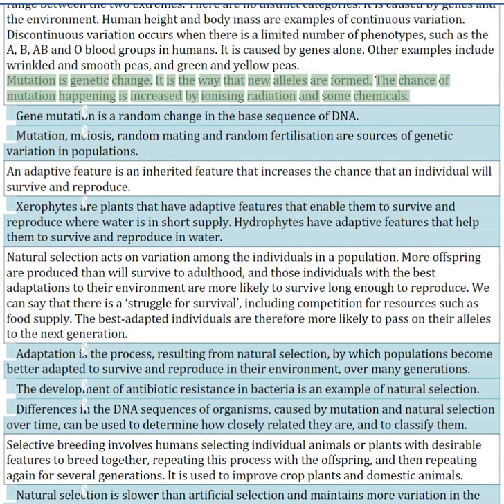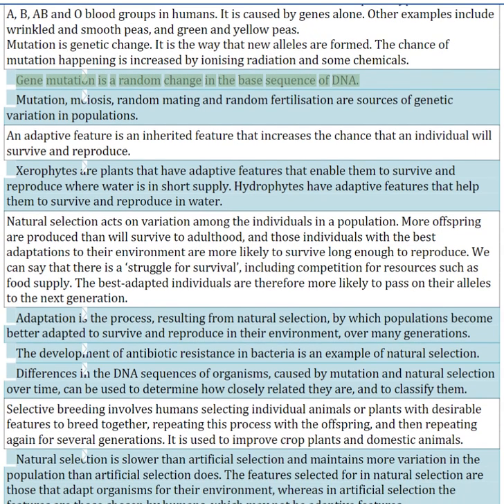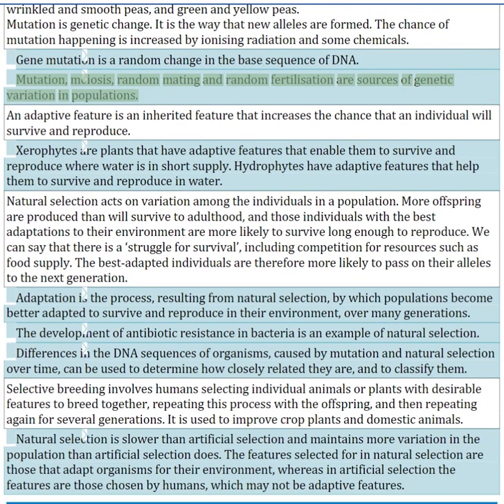Mutation is genetic change. It is the way that new alleles are formed. The chance of mutation happening is increased by ionizing radiation and some chemicals. Gene mutation is a random change in the base sequence of DNA. Mutation, meiosis, random mating and random fertilization are sources of genetic variation in populations.